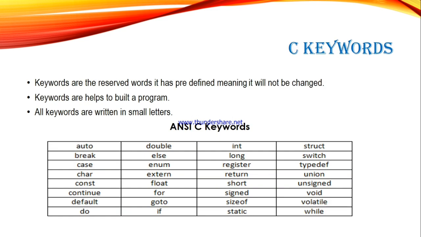Let's see the C keywords. Keywords are reserved words. They have predefined meaning and cannot be changed. Keywords help to build a program. All keywords are written in small letters. And we see the ANSI C keywords. ANSI C is nothing but the American National Standards Institute C language, which supports 32 keywords. The table given below shows the keywords supported by ANSI C.